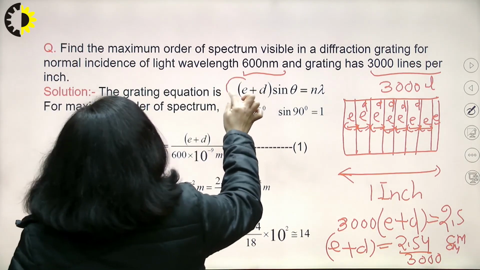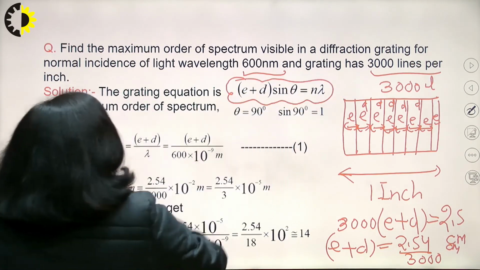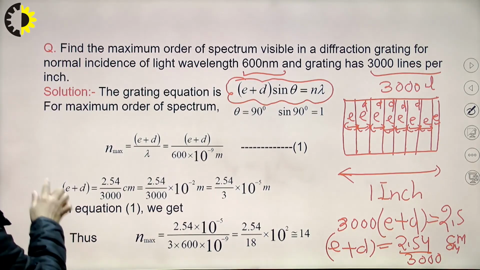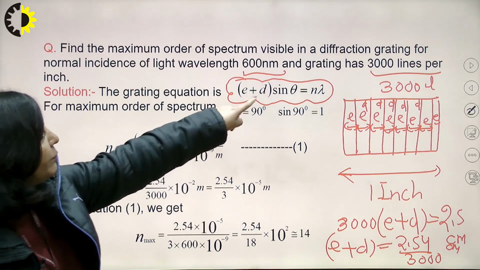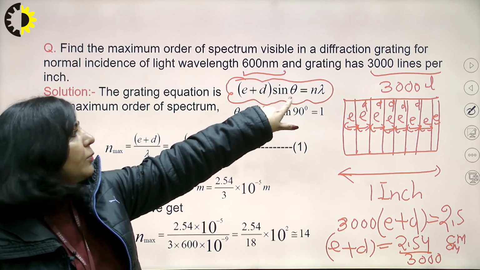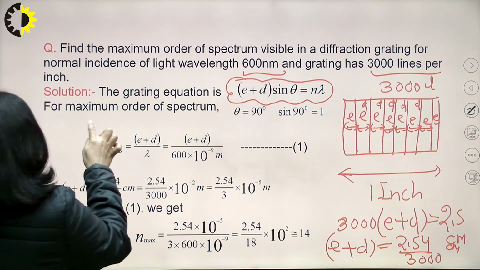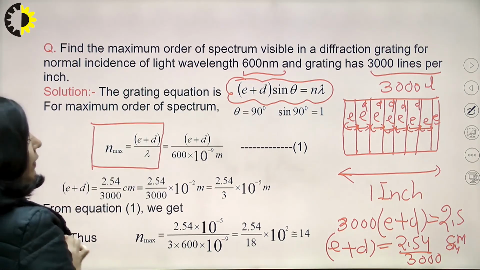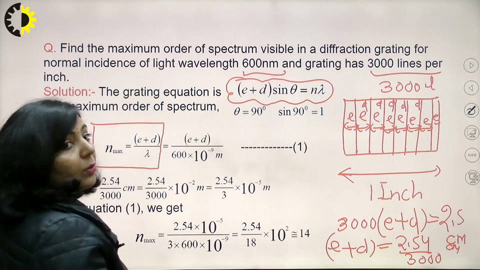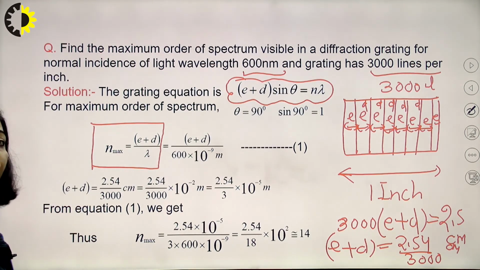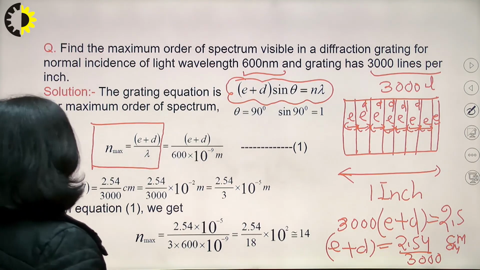In order to calculate it, you have the grating equation, and from the grating equation you can see that n will be maximum if sin theta takes its maximum value, and the maximum value of sin theta is 1. So the maximum possible order is E plus D by lambda. You know the value of E plus D, which we have already calculated for this grating, which is 2.54 upon 3000. So you have to substitute that.